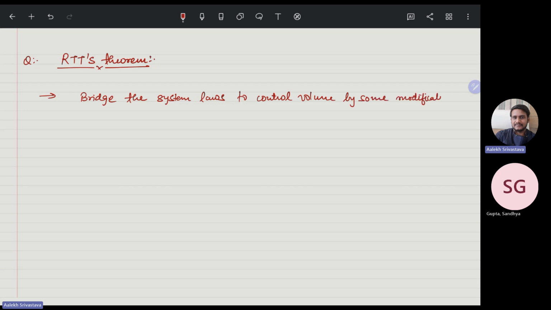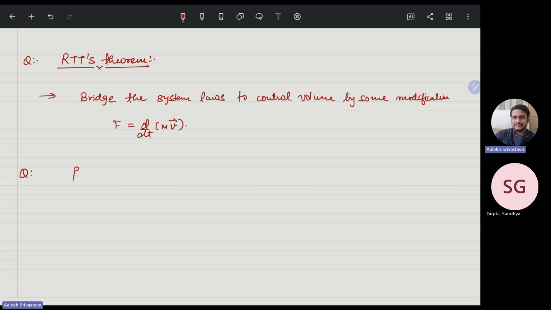So it simply means that you have Newton's law of motion for a system that says it is the rate of change of momentum, but you cannot apply this to a control volume, so it will change the law from a system to a control volume. So this is the Reynolds transport theorem.